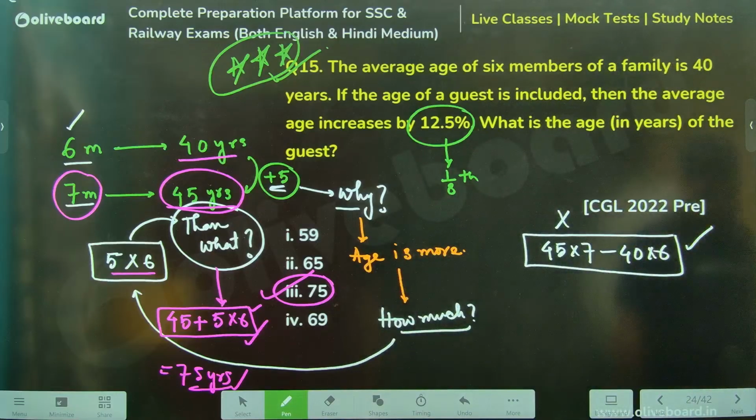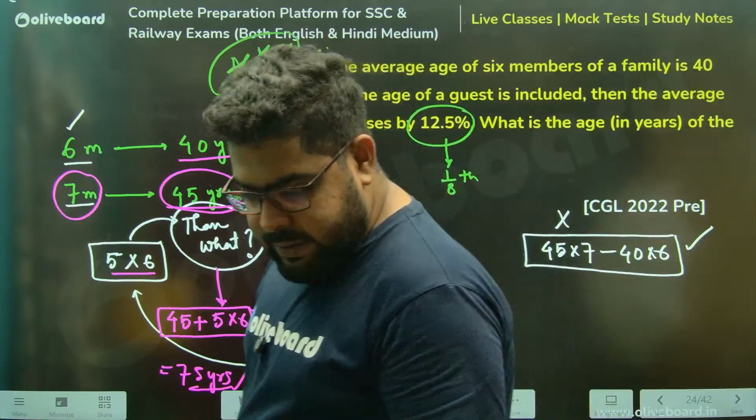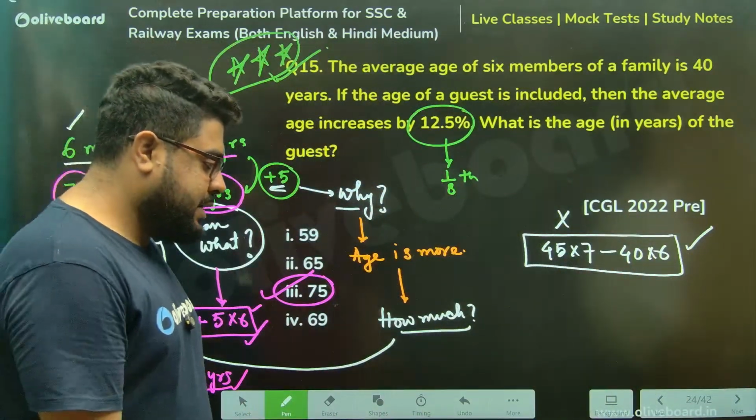Absolutely clear, everyone? No doubts, no questions? Repeat once? Yes, definitely I'll repeat. Chalo, once more.